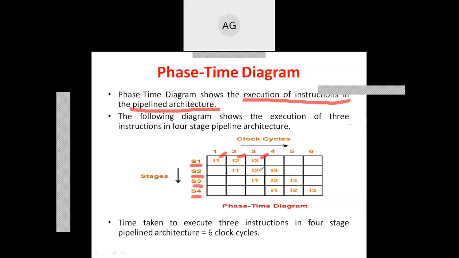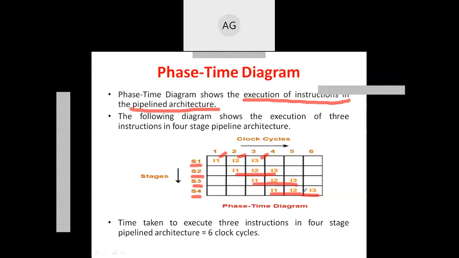As we move on to stage 2, these instructions are shifted to the next clock cycle. So in stage S2, the instructions I1, I2, and I3 are shifted to the second, third, and fourth clock cycle. Then in the same way, in stage 3, they are shifted to the third, fourth, and fifth clock cycle. And lastly, in stage 4, they are shifted to the fourth, fifth, and sixth clock cycle.